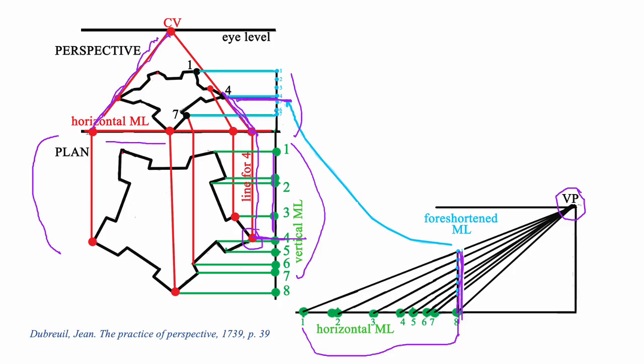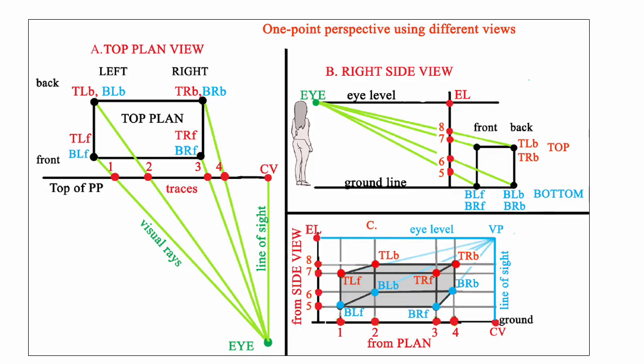the foreshortened measuring line. In this diagram, I have a plan view and a right side view. And you have to think of these views as being three-dimensional. So for the top view, we see the left and the right. We see the back and the front, but we don't see the top and the bottom. So this point is the top left back point and the bottom left back point. I know it's confusing, but I made the top ones the red ones and the bottom ones the blue ones.